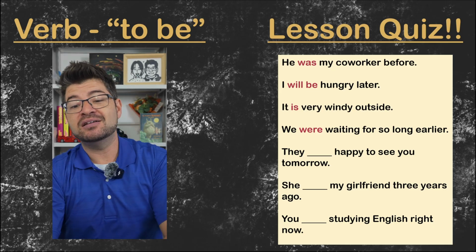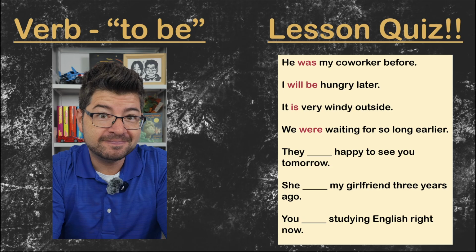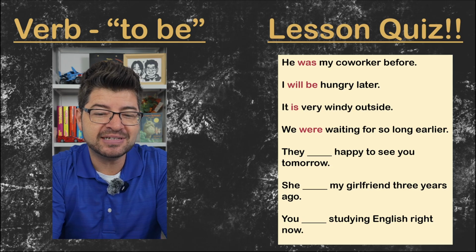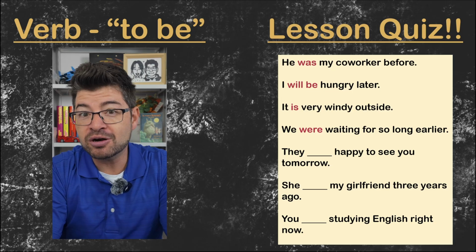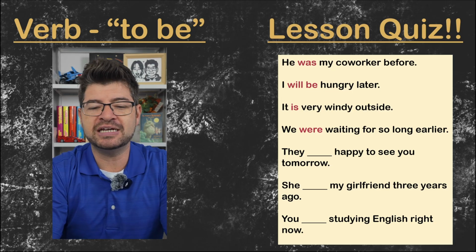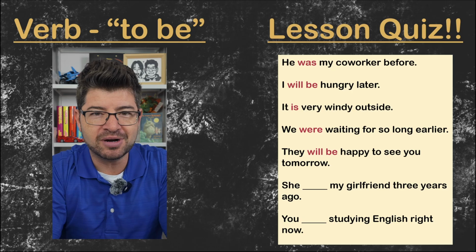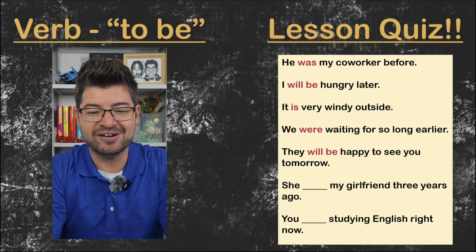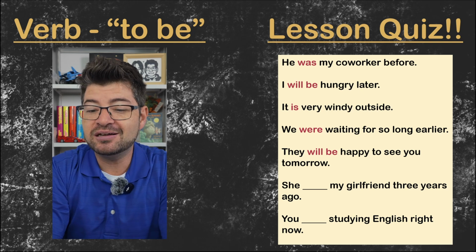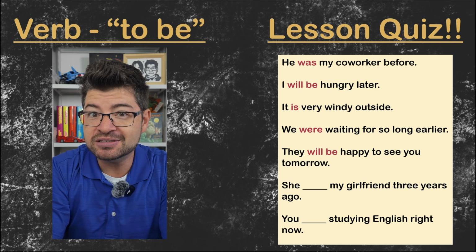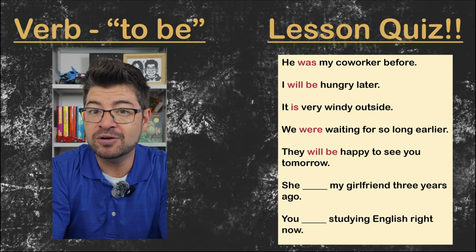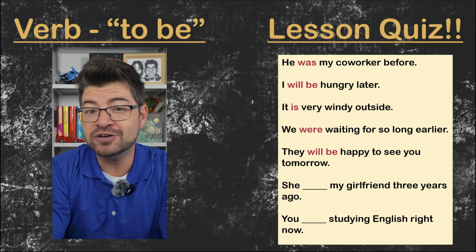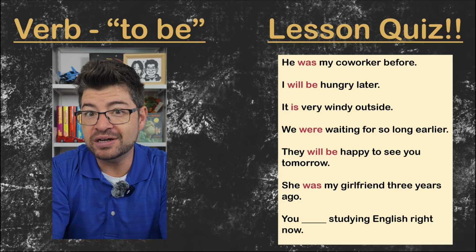Next one, "they happy to see you tomorrow." What's the key word? The key word that tells us about the time is tomorrow. Tomorrow's in the future, so we use future tense. They will be happy to see you tomorrow. Yeah, they will be happy to see you tomorrow. Good. All right. Next one. "She, my girlfriend, 3 years ago." 3 years ago. Ago refers to the past. She was my girlfriend 3 years ago.